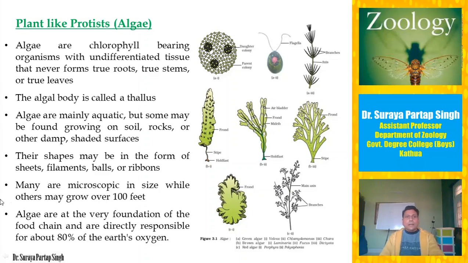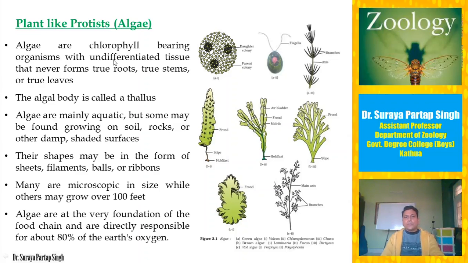So what are algae? Algae are chlorophyll-bearing organisms with undifferentiated tissues that never form true roots, true stems, or true leaves. Here you can see the term undifferentiated tissues. We have already discussed that kingdom Protista includes those organisms which are either unicellular or colonial, or they may be multicellular but do not form true tissues. They are grouped under kingdom Protista. So algae qualify for the same, and as such, they are kept under kingdom Protista.